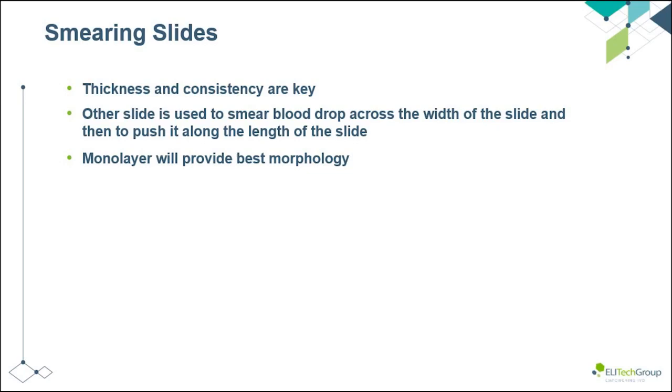The goal is to create a consistent layer of cells about 1 cell thick. This is referred to as the monolayer. This is where you will be able to see the best morphology and get an even absorption of stain. Once you see the process, it looks simple, but it can take a lot of practice to perfect.